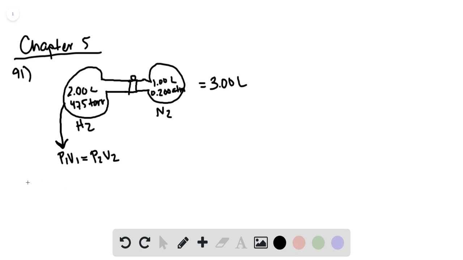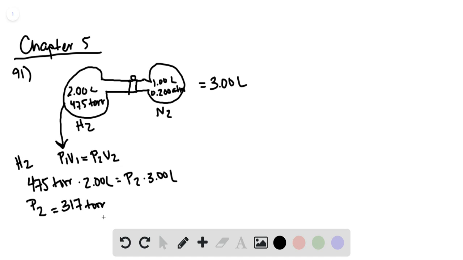So the pressure one here would be 475 torr if we're talking about hydrogen. And the initial volume would be 2 liters. And now what the problem says is that we should assume that the final total volume of the system is 3 liters once the stopcock here is opened. So in this way, we can solve for P2, which gives us 317 torr. So once this is open and the two flask spaces are combined, the pressure of hydrogen gas is 317 torr.